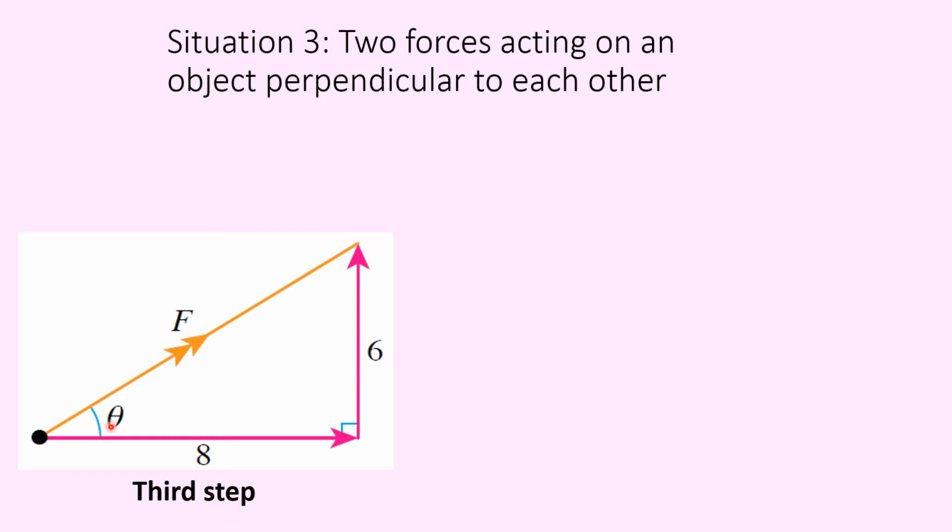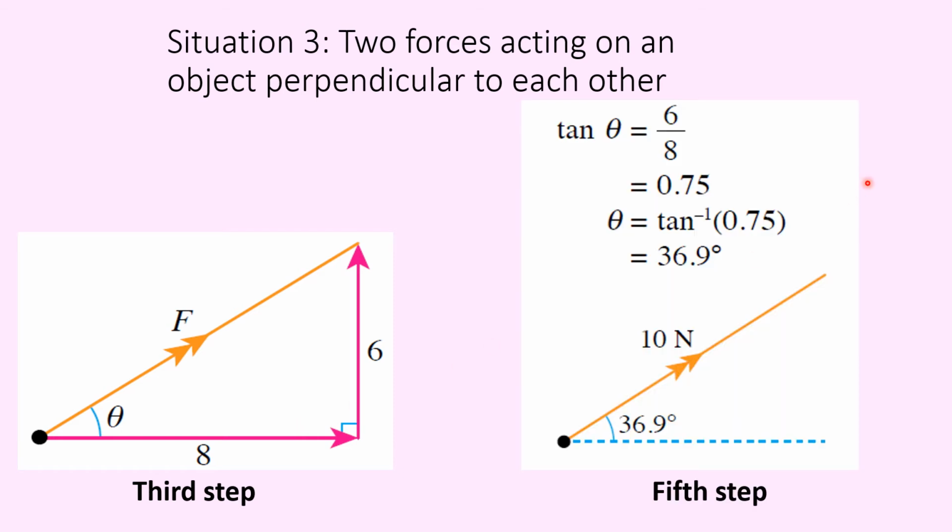In order to calculate theta here, you need to use trigonometry. Tangent theta equals 6 over 8. Therefore, your theta is 36.9 degrees. So at the end of the day, your answer is like this: your resultant force is 10 Newton, and this resultant force is making an angle of 36.9 degrees with respect to the horizontal line. Okay, so let's do a very quick recap on what you have learned in situation 3.